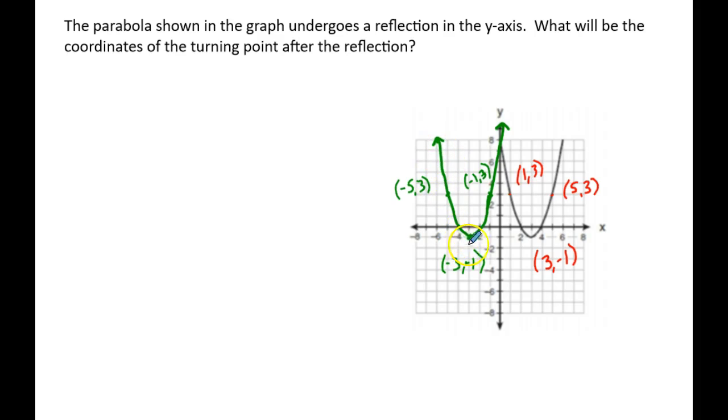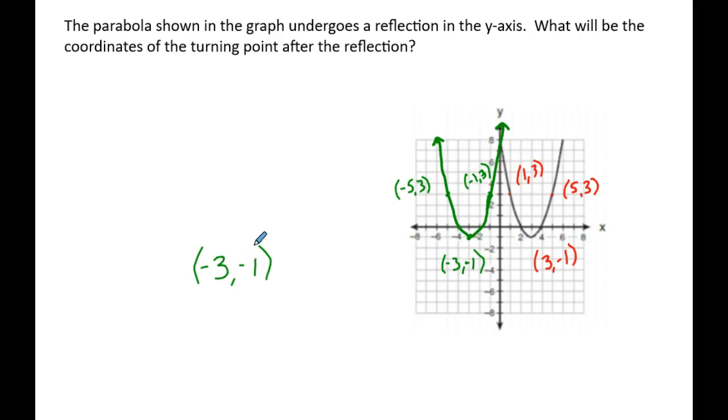So we have these 3 points that we can plot, and now we can see the graph of the parabola after the reflection across the y-axis. You can see it's a mirrored image across the y-axis. Now to answer the question, what will be the coordinates of the turning point after the reflection? So we said the turning point in the original was (3, -1). So now the turning point after the reflection is going to be the ordered pair (-3, -1).